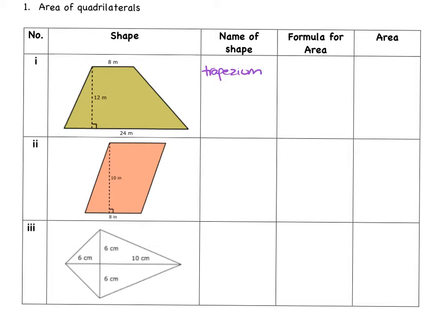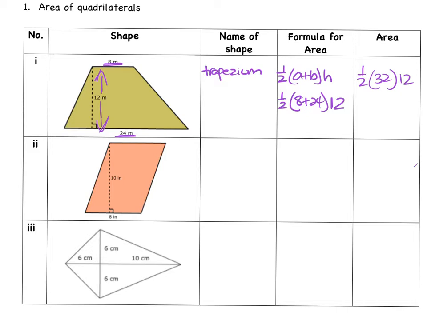trapezium. The formula for the area of a trapezium is a half the sum of the parallel sides multiplied by the perpendicular height. So it will be a half by 8 plus 24 because those are the parallel sides, and we multiply by the perpendicular height, which is 12. So our area will be a half by 32 by the perpendicular height, which gives us 16 by 12, which gives us 192 meters squared.